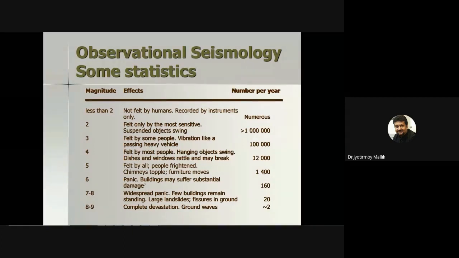Magnitude 6 causes panic, buildings may suffer substantial damage, around 160 per year. Magnitude 7 to 8 brings widespread panic, few buildings remain standing, large landslides, fissures and fractures where the ground actually breaks apart, around 20 per year. Magnitude 8 to 9 means complete devastation and ground waves. The Rayleigh wave and Love wave we saw in the pictures, you can see them with your naked eyes. These are rare, on average around 2 per year, but some years there are none.